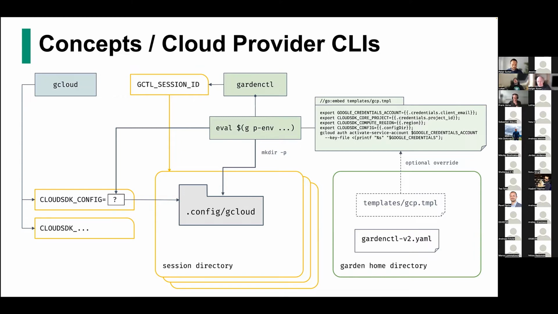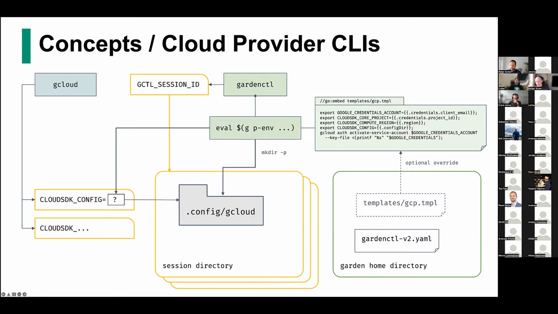Okay, now let's come to the way how we generate these scripts, and therefore we use Go templates, and we have all the cloud providers we support. We have embedded templates in Gardenctl, and these templates are rendered and create the scripts, and the variables are filled in the template.